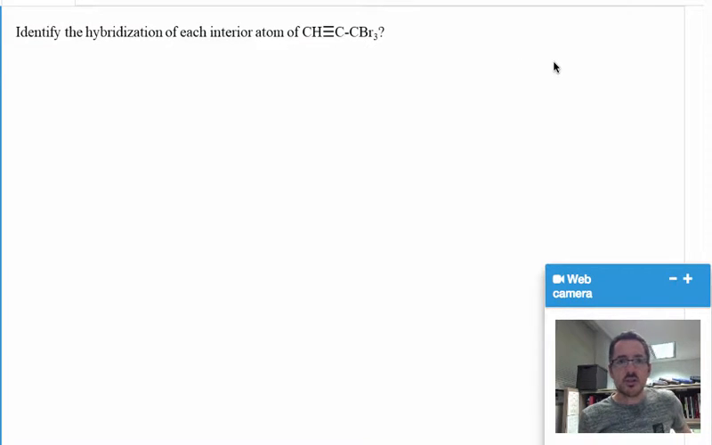Here we are asked to determine the hybridization for each interior atom of this structure that's seen here. Now, when it comes down to organic molecules, and you'll learn that organic molecules are anything that has a carbon in it, a lot of times you'll see shorthand notation or shorthand structures. This is a type of shorthand.